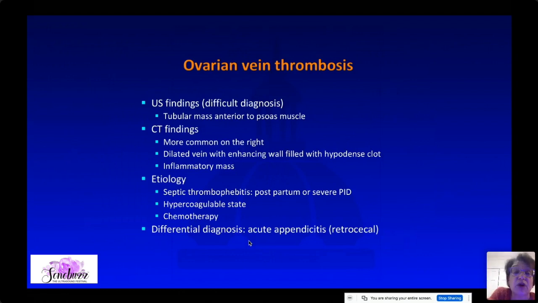Now, unless you think about it, the ultrasound diagnosis is going to be difficult. You look for a tubular mass anterior to the psoas muscle. For some reason, it's more common on the right side. And the etiology is septic thrombophlebitis, either postpartum or after severe PID. Sometimes you see gonadal clot in patients who are in a hypercoagulable state, or sometimes you see asymptomatic ovarian vein clot in patients who are on chemotherapy. And of course, the differential diagnosis in patients with septic ovarian vein thrombophlebitis is acute appendicitis.